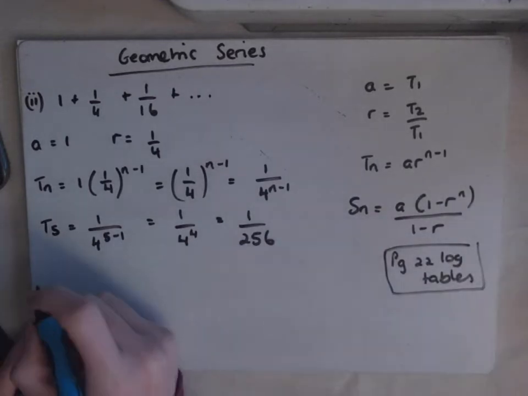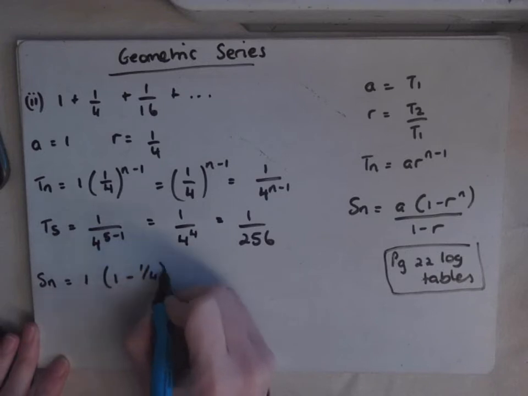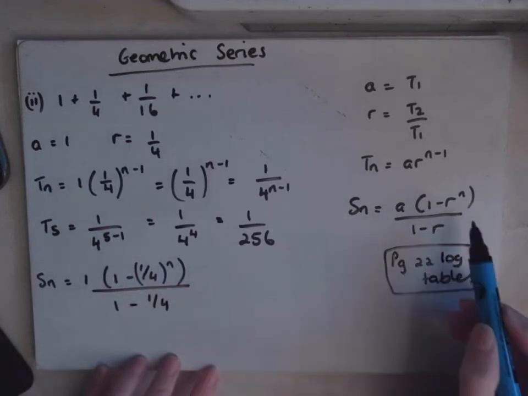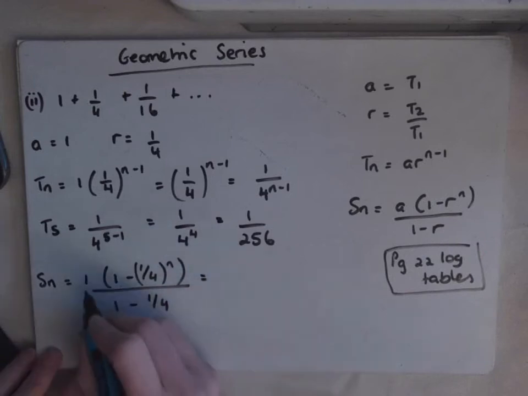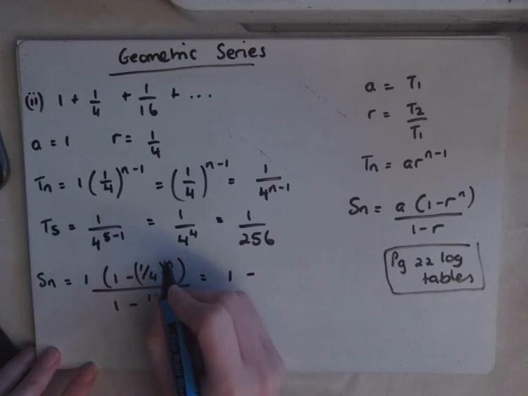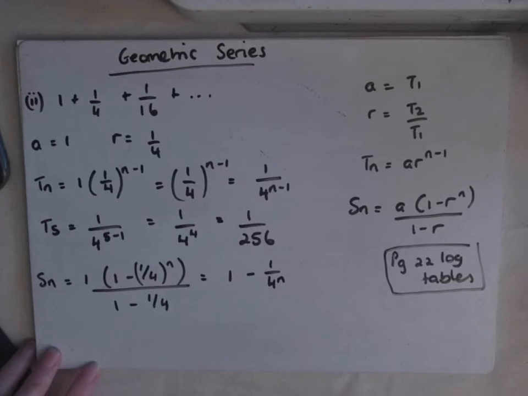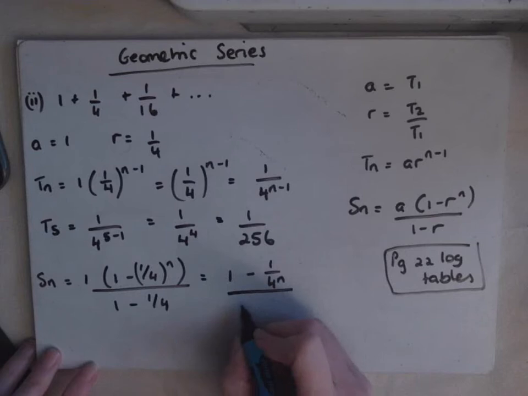Okay, and then for S5, let's get Sn first. So a(1 minus a quarter to the power of n) over 1 minus a quarter. So it's the r to the power of n, r is the whole quarter to the power of n. Just to tidy that up, that a is unnecessary, so it's 1 minus 1 to the power of n over 4 to the power of n. 1 to the power of anything is just 1, so you don't need to worry about the 1 to the power of n. And then 1 minus a quarter is 3 quarters.